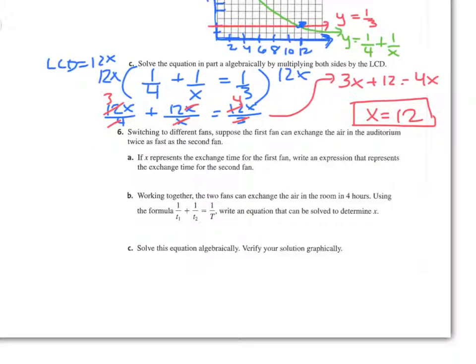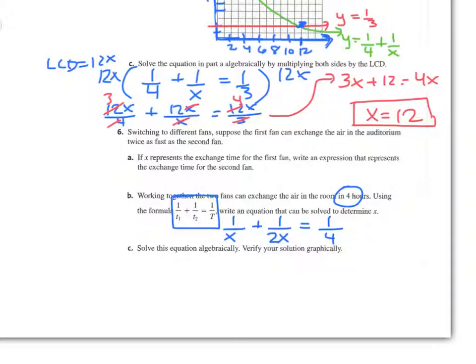Okay, so this other one right here, it's the same kind of thing, except one fan can work twice as fast as the other. So we're using the same formula right here. Working together, the two fans can exchange the room in 4 hours. So we know that is our other side of the equal sign from here, when they're working together. We don't know the times for the single fans, but we do know that one of them can do it in half the time of the other. So one time will be twice the other.